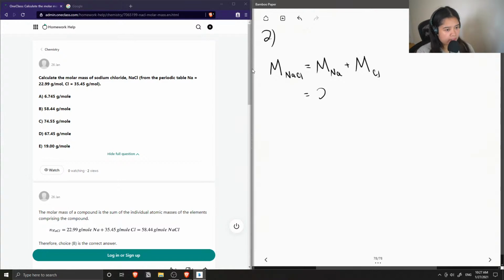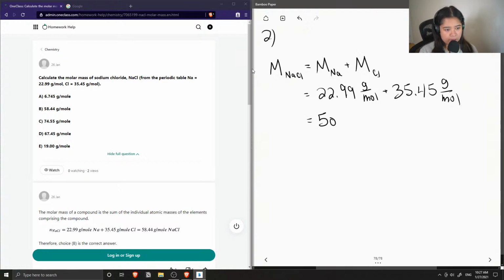So these were given in the question. Sodium's molar mass is 22.99 grams per mole, and chlorine's molar mass is 35.45 grams per mole. So if we add these values together, you end up getting a total sodium chloride molar mass of 58.44 grams per mole. So therefore, this is option B in our question.